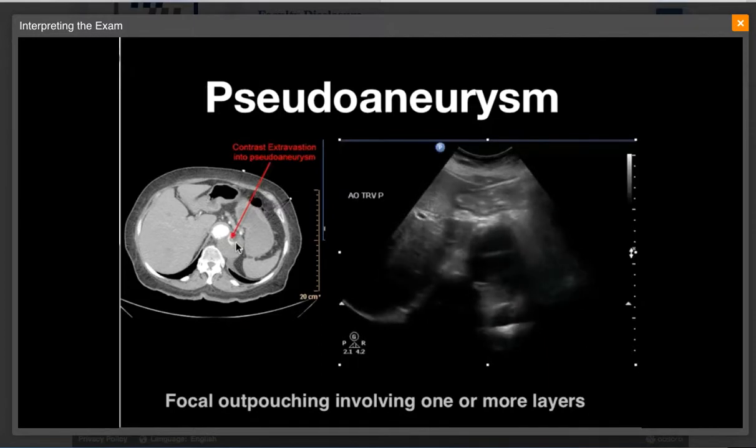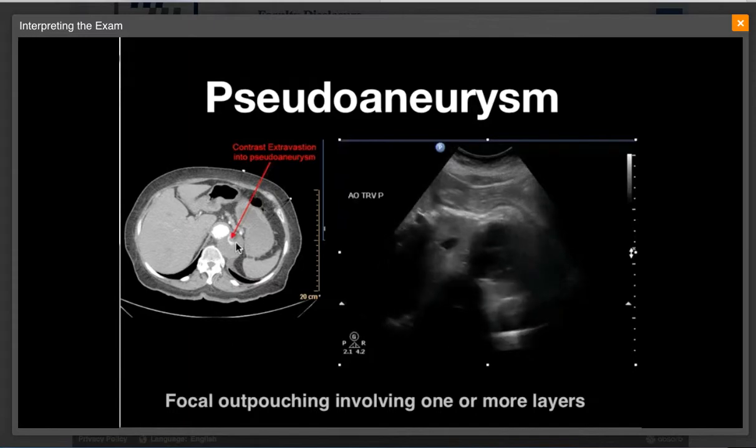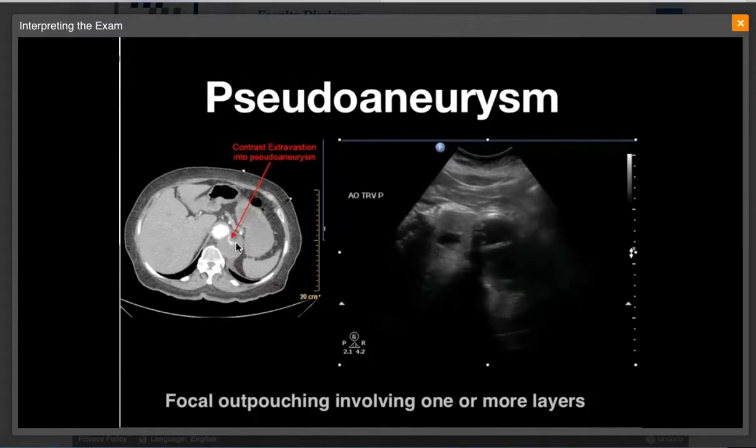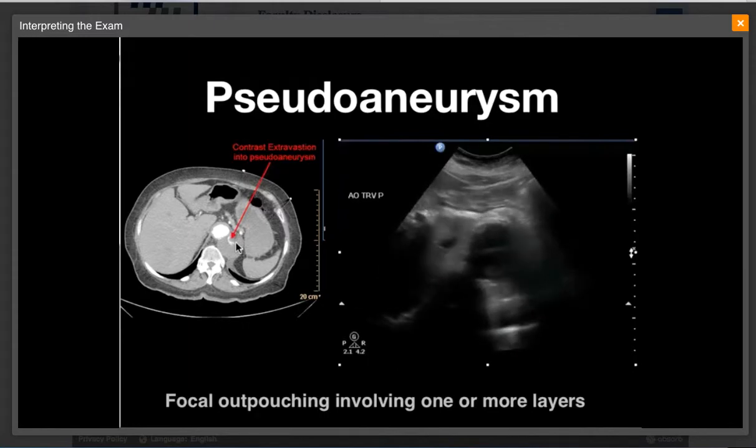So these are not common at all. Like I said, they only account for about 1% of all aneurysms, so it's very unlikely that you're going to see these, but I thought I'd throw this in early on so that you can be aware of what the sonographic findings of a pseudoaneurysm are.